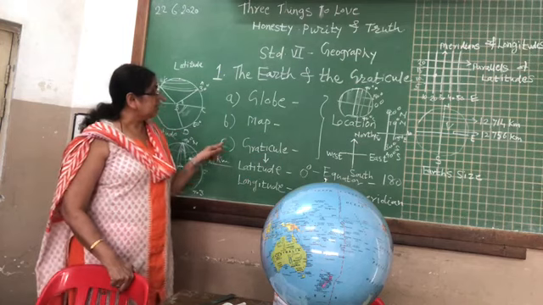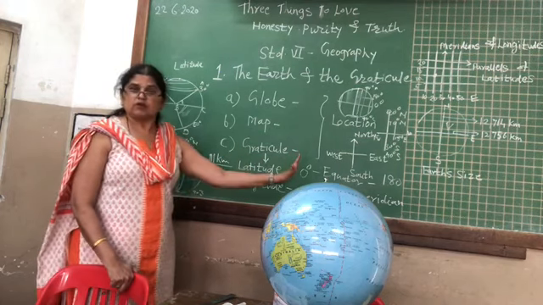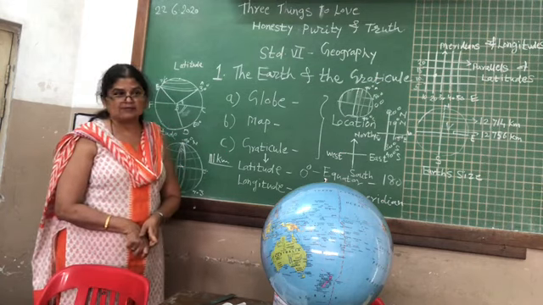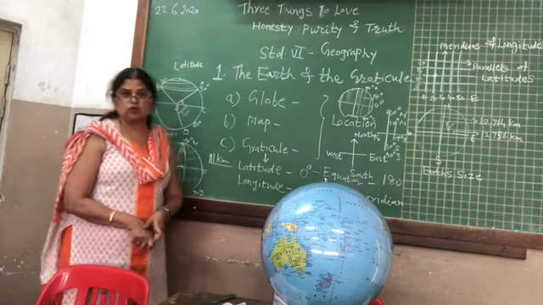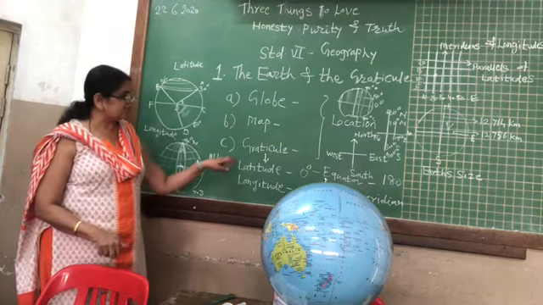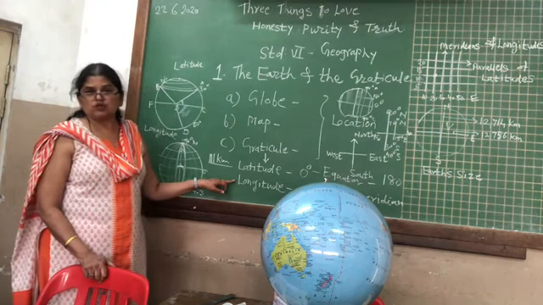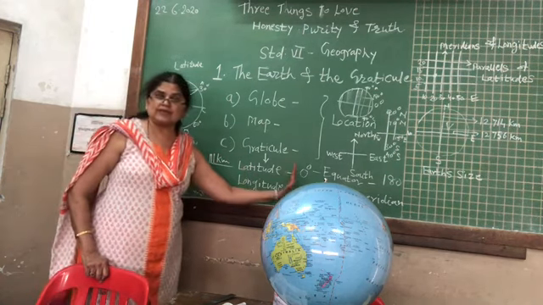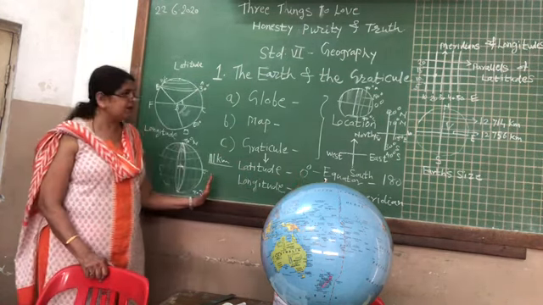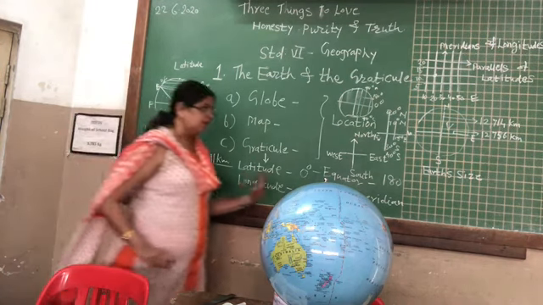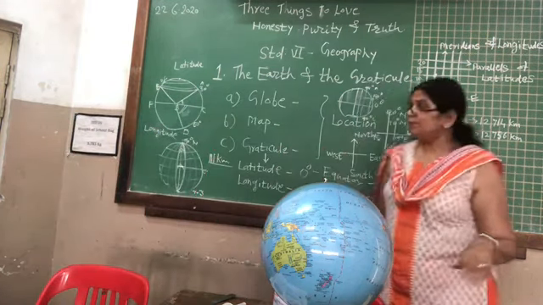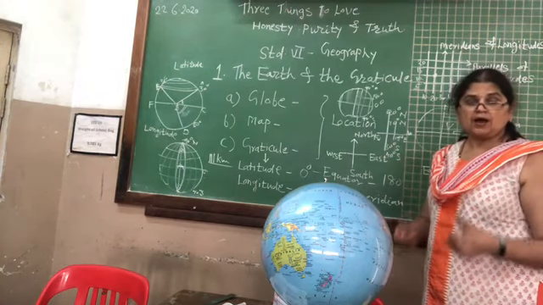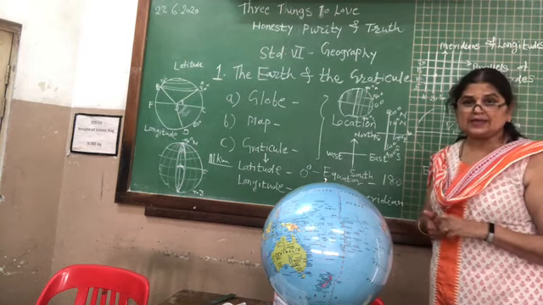All these are important for us to understand because they help us understand certain locations: where the place is located, whether it is in the north, south, east or west. The latitude helps us divide the earth into two parts, the northern hemisphere and the southern hemisphere, and the longitude divides it into the eastern hemisphere and the western hemisphere. The earth is very important for us because this is our home, the place we are residing.